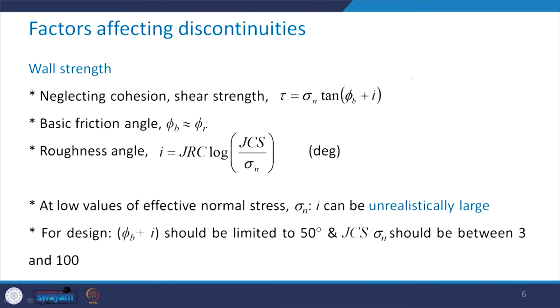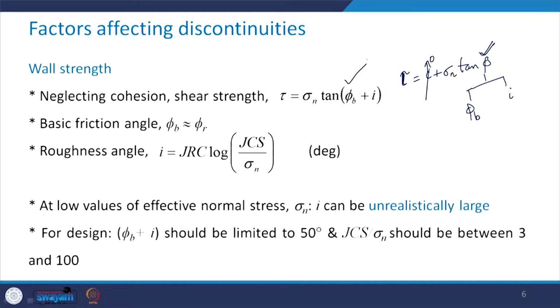You know that if a material follows the Mohr-Coulomb criterion, then the shear strength is given as tau equal to c plus sigma n tan phi. Now, if you neglect the cohesion, this term will become equal to 0, and since this characteristic has two parts, one is phi b and another one is i, both are contributing towards the shear strength. So, we have this expression.